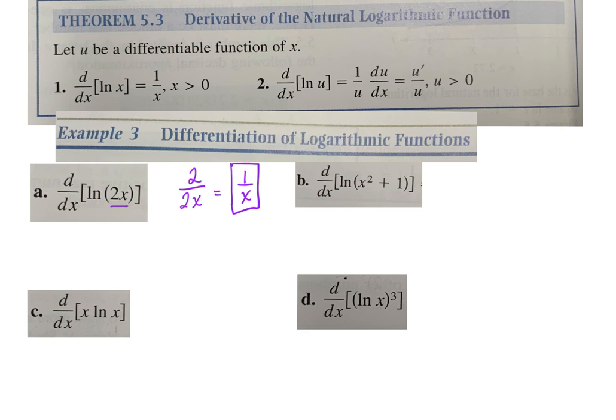Let's look at the second one, b. Derivative of the natural log of x squared plus 1. What's my derivative of x squared plus 1? 2x. And remember, my 1 goes away, turns to 0. I put that over my original function, x squared plus 1. I cannot simplify that anymore, so that is my answer.